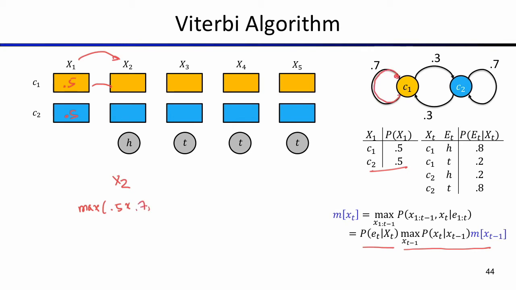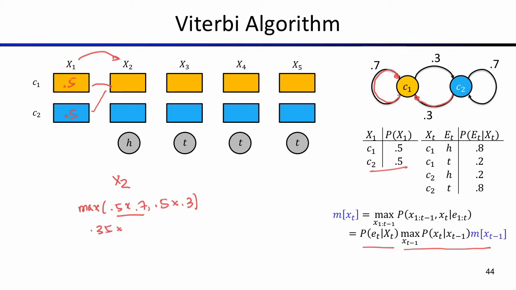This is one possibility. And the other possibility is actually we started with the coin C2 and we decided to switch. So in this case, the coin C2 also has 0.5 probability times the probability of switching coin, that is going to be like this guy here, coming from C2 and going to C1, and going to be 0.3. And we want to take the maximum between these two things, and the maximum is this guy here. So we have 0.5 times 0.7, going to be 0.35.